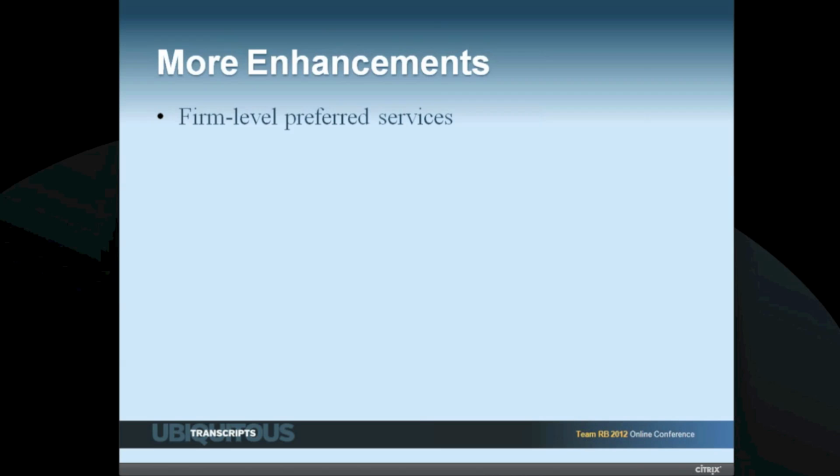We also added firm level preferred services. So if the firm has lots of contacts or attorneys, you don't have to keep track of what they preferred at the contact level. It'll be too much work. You can just simply have it at the firm level. Just one-time entry covers all the attorneys under it.